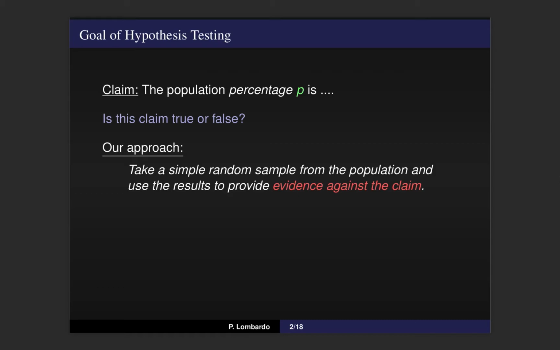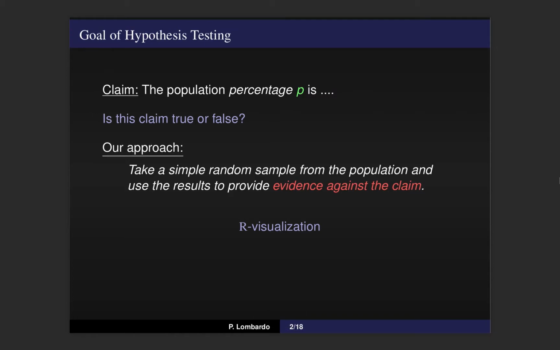Our general approach is going to be using a simple random sample from the population. So we'll collect maybe 50 random people and we'll record, do they have blue eyes or something else? We're going to use the results of this simple random sample to try to provide evidence against the claim. So just like in our previous case, we're still playing the role of the prosecution. We're trying to prove that a null hypothesis, or a claim about a population percentage, is false.